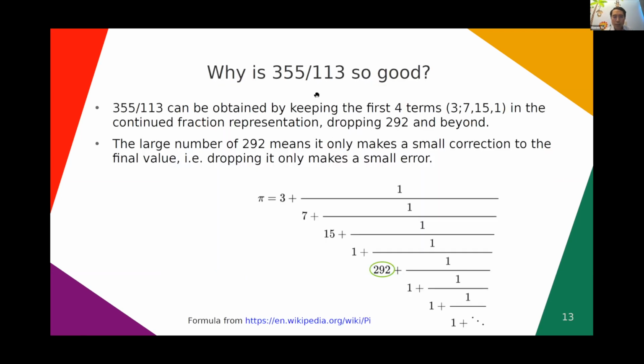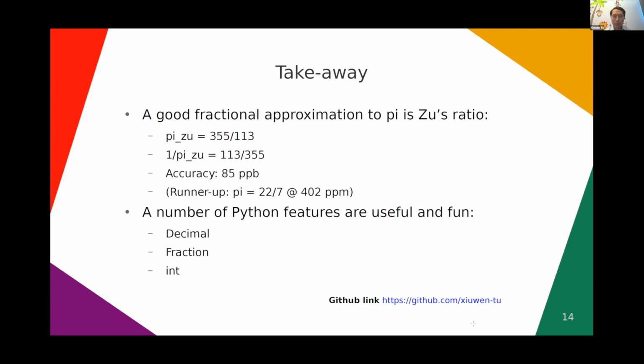So here's one way of looking at why this ratio is so good. In this simple continued fraction representation, this number 292 is quite large, meaning that dropping this only creates a small error in the result. And indeed, this ratio can be obtained by retaining only the first few terms and dropping the 292 and beyond. So here's the takeaway of my talk.